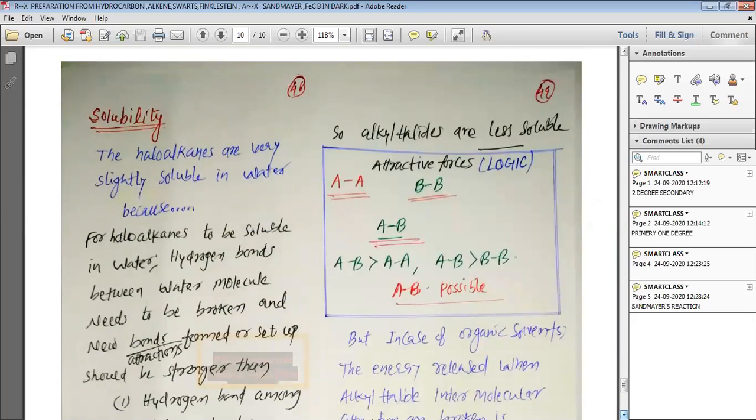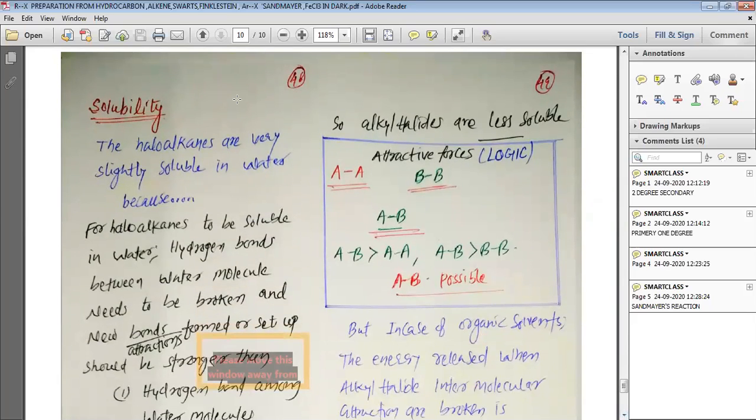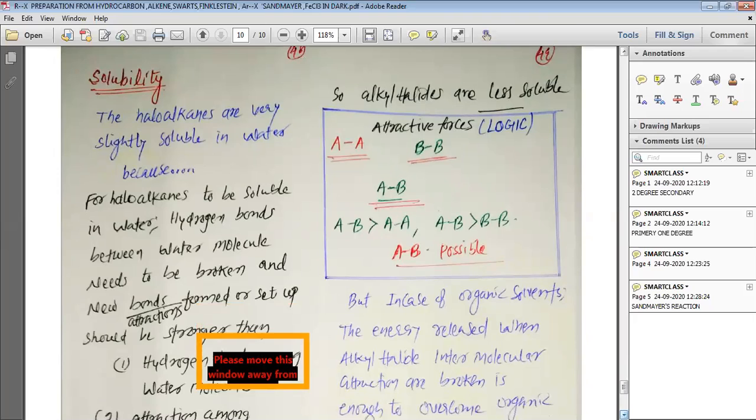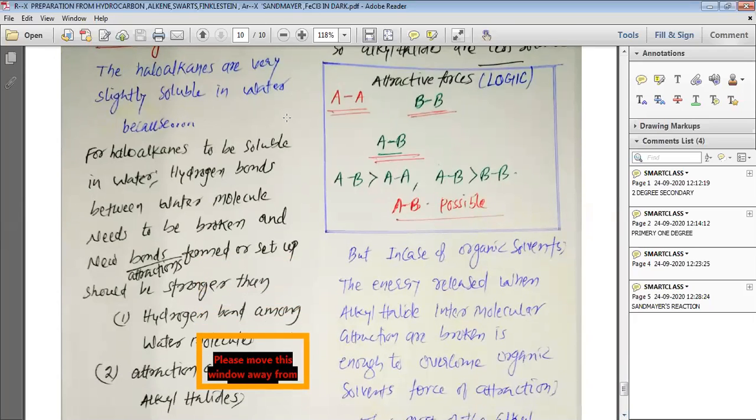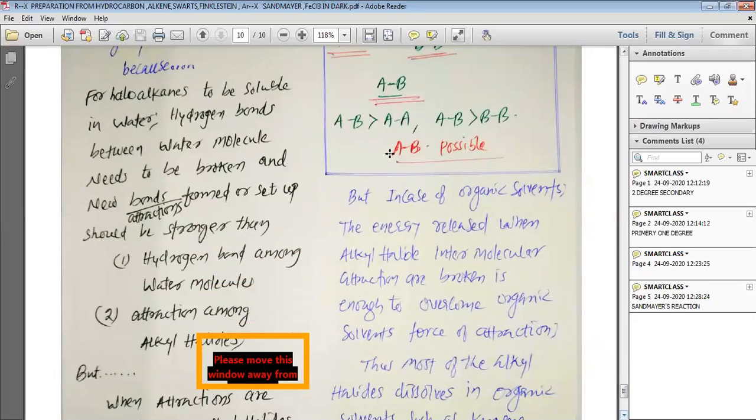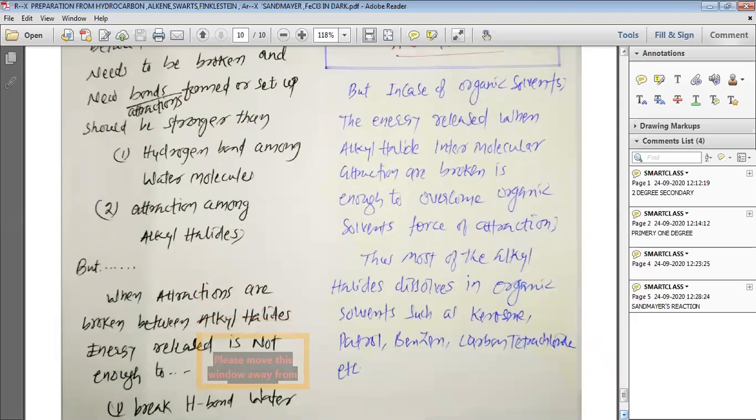Now we should study the solubility. The haloalkanes are very slightly soluble in water. This reason may be asked to you quite a few times: why are haloalkanes very slightly soluble in water? My dear students, for haloalkanes to be soluble in water, hydrogen bonds between the water molecules need to be broken. These hydrogen bonds between the water molecules are comparatively strong and require more energy to be broken.